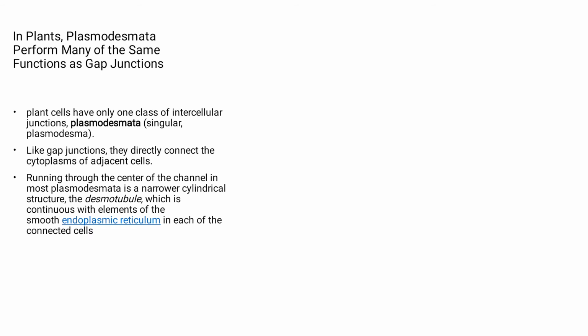The cell walls of adjacent cells are firmly cemented to those of their neighbors, which eliminates the need for anchoring junctions to hold the cells in place. But a need for direct cell-to-cell communication remains. Thus, plant cells have only one class of intercellular junctions. We have the plasmodesmata, or in the singular, plasmodesma. Like gap junctions, they directly connect the cytoplasm of adjacent cells. In plants, however, the cell wall between a typical pair of adjacent cells is at least 0.1 micrometer thick, and so the structure is very different from a gap junction.